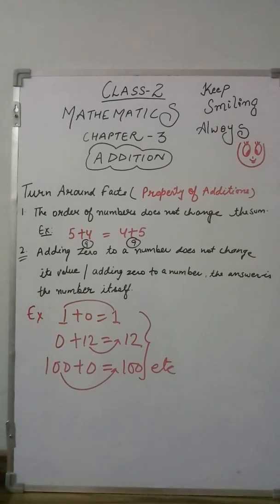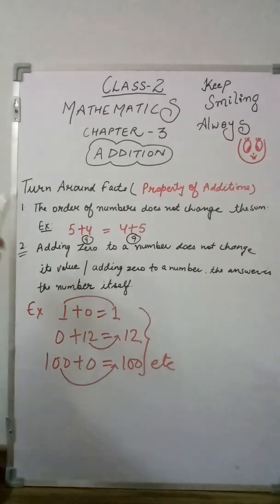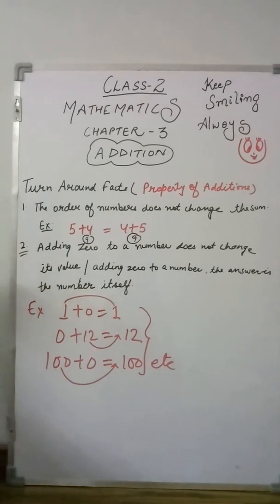So they are also called the properties of addition: the order property, and the second is adding 0 to a number. I hope both the facts are clear to you.